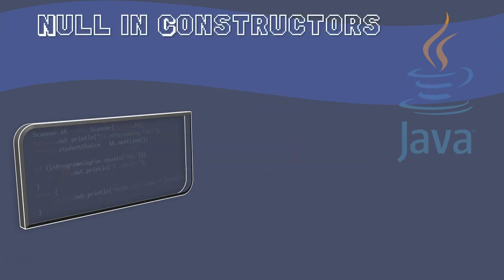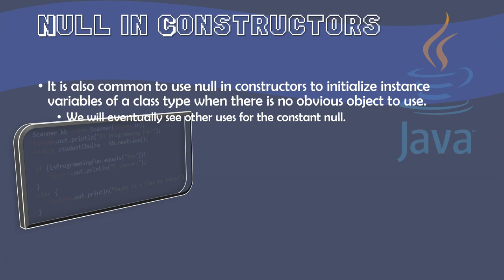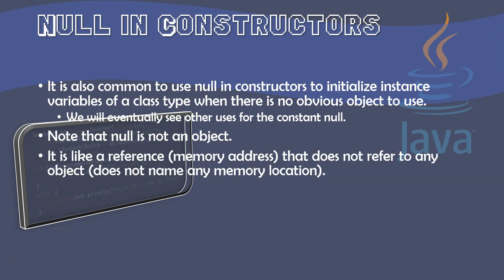So let's look at how null can factor into our constructors. It's common to use the null object in constructors to initialize instance variables of a class type when there's no obvious object to use. And of course, we'll eventually see other uses for that constant as well. One thing we do want to note first is that null is not an object. It is not a string. It is not a date. It is not my class. It is simply its own keyword.